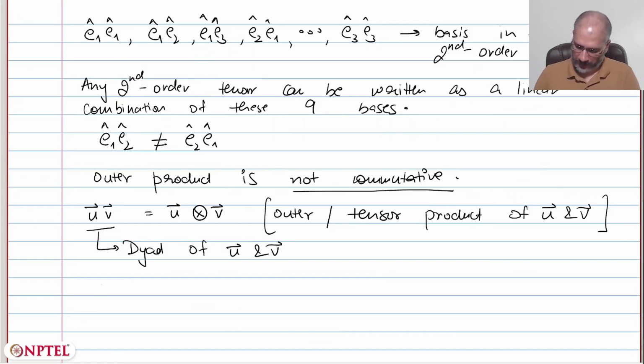So I can also write that uv is not equal to vu, for the same reason that the outer product is not commutative. So I'll be using the words outer product, tensor product and the dyad of two vectors interchangeably, and I really want to do it so that you get used to these terms.